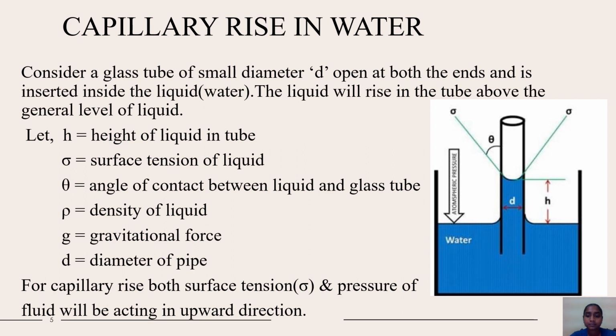Let h be the height of the liquid, sigma be the surface tension of the liquid, theta be the contact angle between the tube and the liquid, rho be the density of liquid which is 1000 kg per meter cube, g be the gravitational force, and d be the diameter of pipe. For a capillary rise, both surface tension and pressure of fluid will be acting in upward direction.